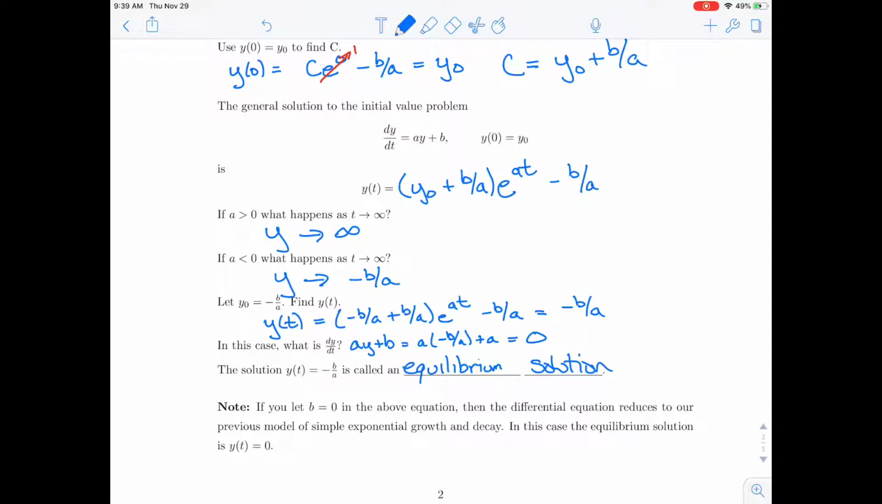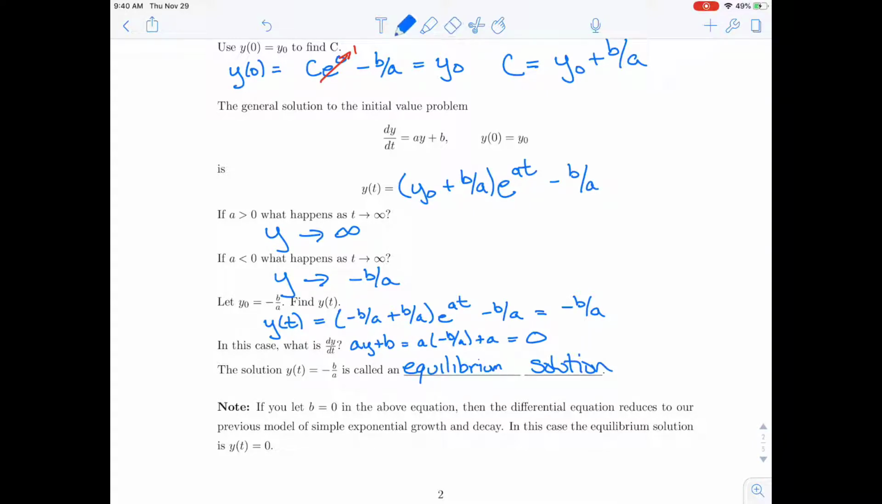And that is equilibrium. I want you to note that if b is 0 in the problem above, so we just get rid of that b there, then we have the exponential growth and decay problem that we had before. And in that case, the equilibrium solution was 0. And we discussed that before. If you start with a 0 population, it can't grow. If you start with a 0 concentration of a drug or a 0 amount of a chemical, it can't decay because it's already at 0.